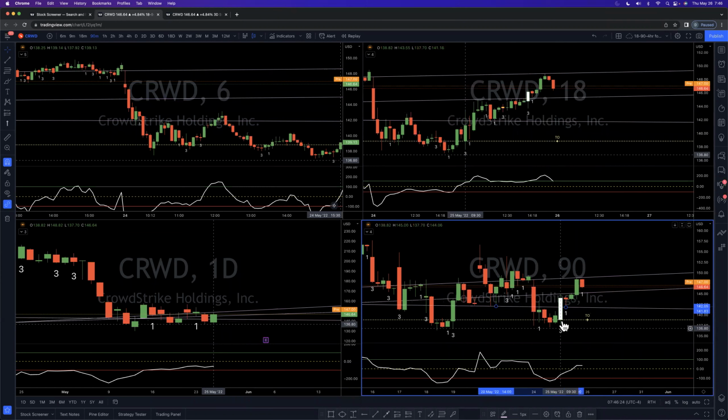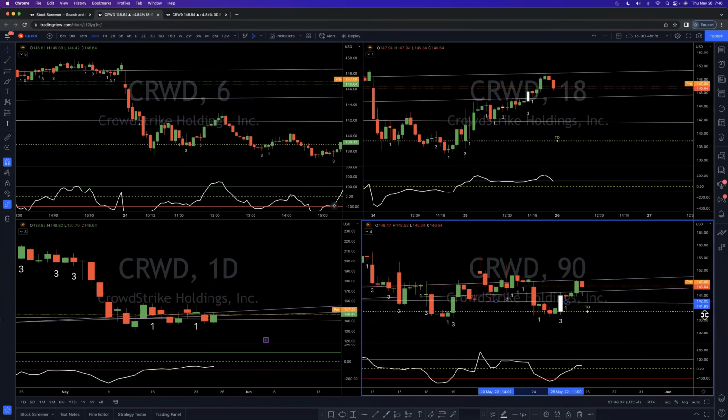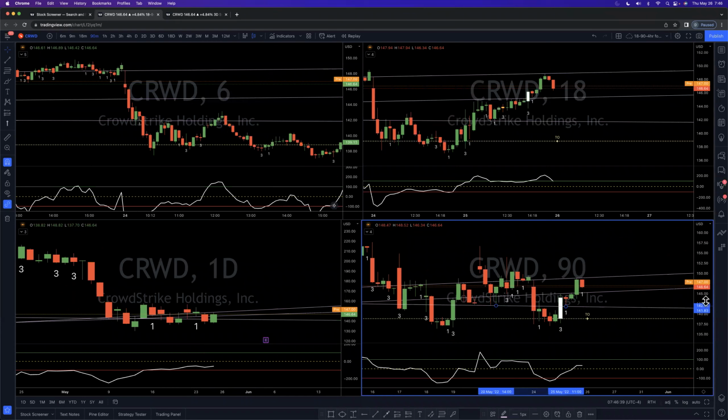Okay, so again, when you have these moves like this, big ranges, we want to be careful trying to trade inside those ranges. So again, scalp trade there. Okay, another outside bar here. So look for your 3-1-2s, 3-2-2s to do a scalp trade on that.